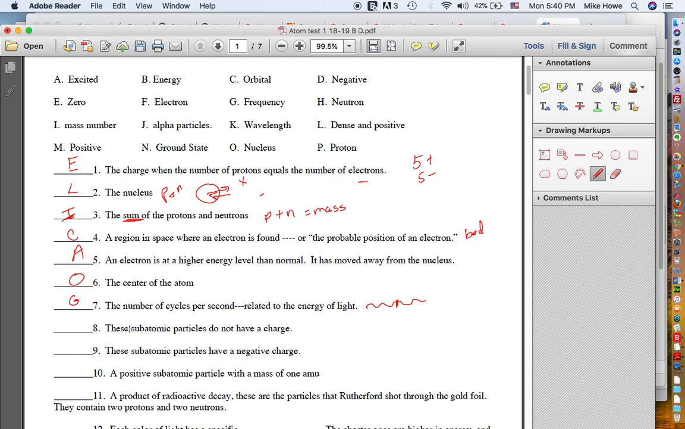All right, subatomic means smaller than the atom. There were 3 subatomic particles: protons, neutrons, and electrons. The ones that did not have a charge were neutrons. So that would have been choice H. Protons, neutrons, and electrons. The one with a negative charge is electrons. So that would have been F.